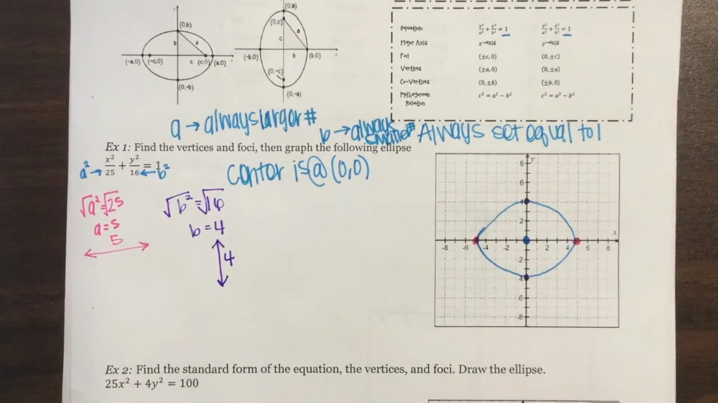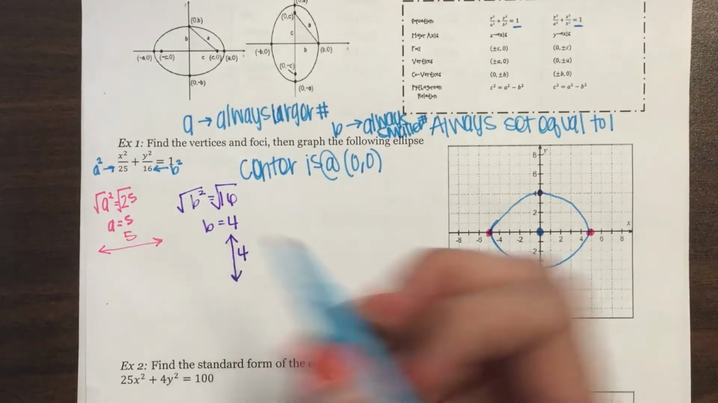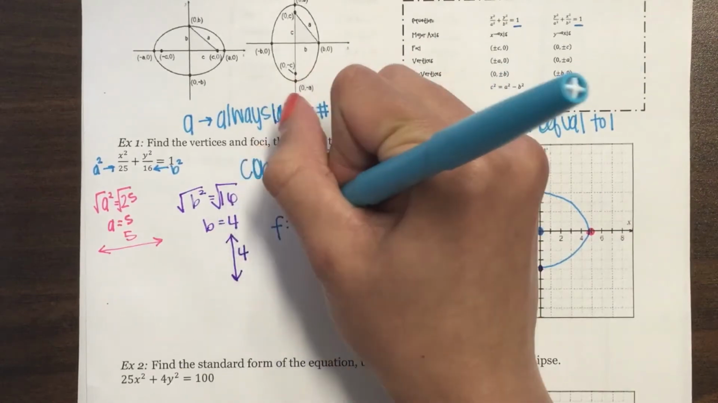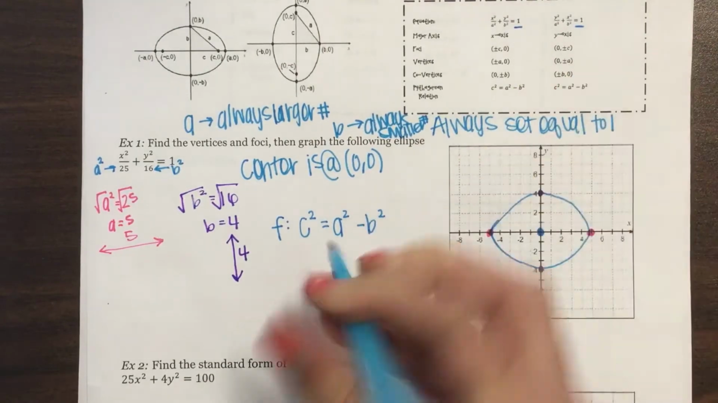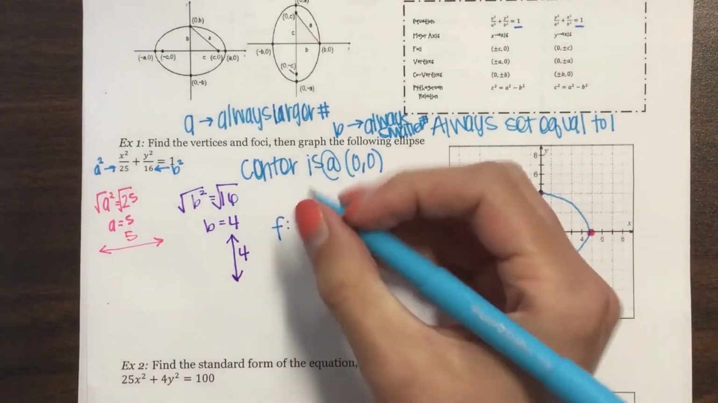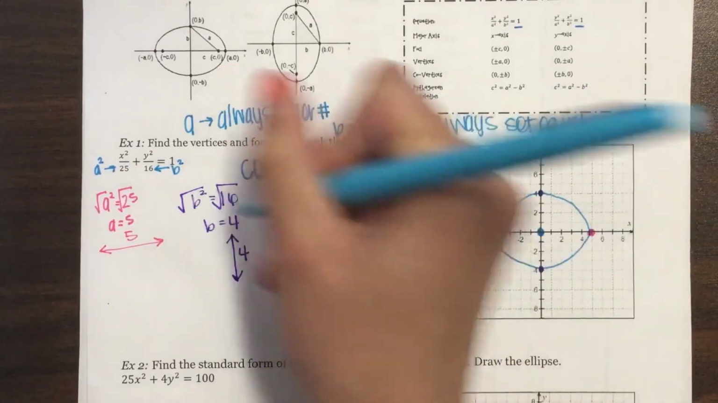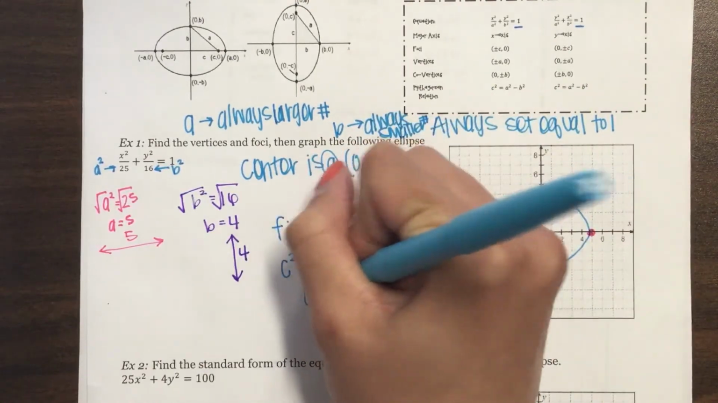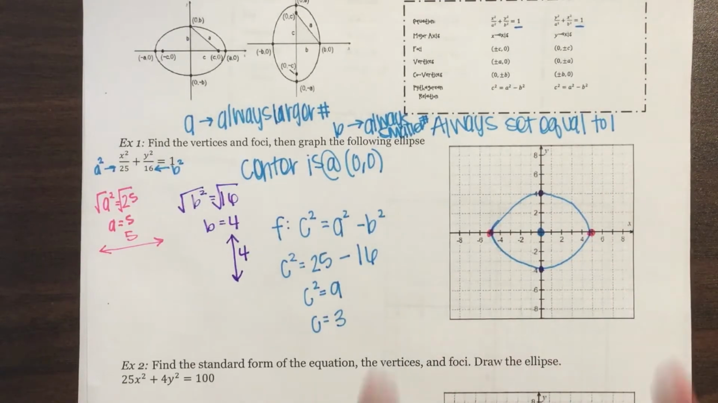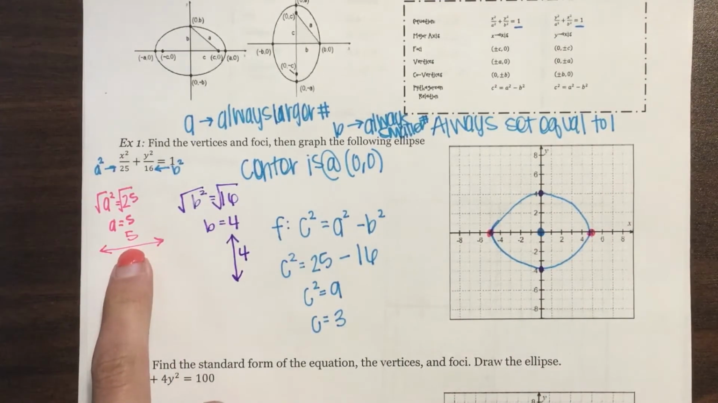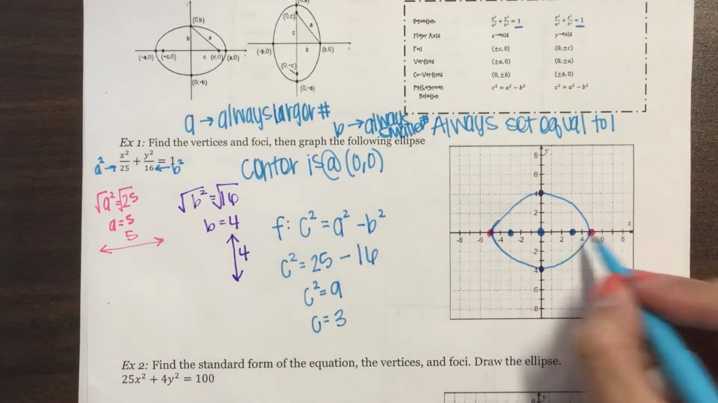And then the last thing I need to do is find my foci. So to find the foci, you always do c squared equals a squared minus b squared. We don't know c. We don't have a c yet. So this is going to be c squared equals a squared, which is 25, minus b squared, which is 16. So that's c squared equals 9. So c equals 3. And it's always in the direction of your longer axis. My longer axis is my horizontal axis, x. So I'm going to go out 3 here, out 3 here. And you're done.